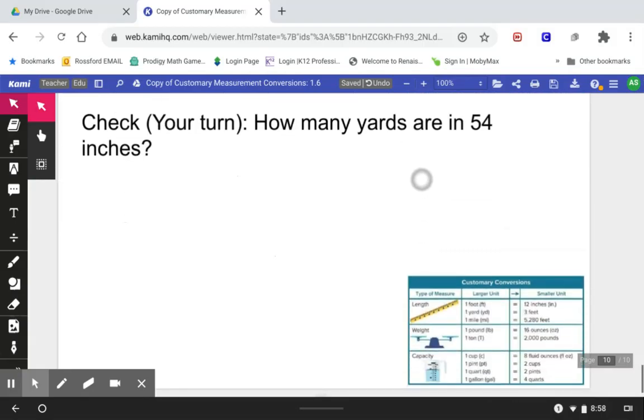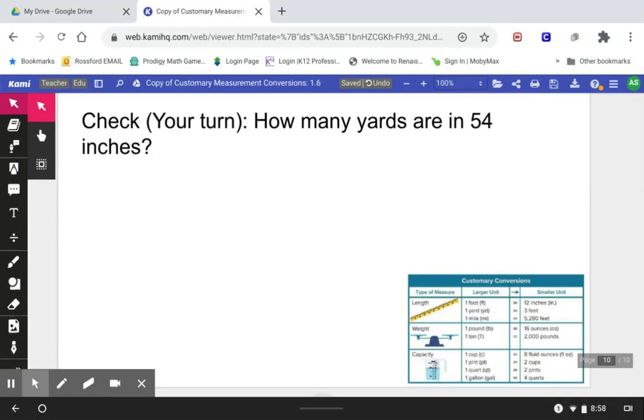All right, this is our last problem. Go ahead and try this one on your own. How many yards are in 54 inches?